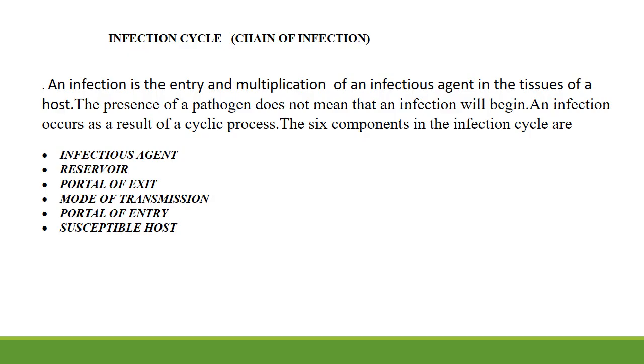There are 6 elements in this infection process: infectious agent, reservoir, portal of exit, mode of transmission, portal of entry, and susceptible host. These 6 components are essentially required for an infection to occur. Just entry of an infectious agent or pathogen into a host doesn't mean that an infection has occurred. It has to enter the susceptible host and multiply. Then only will an infection occur.